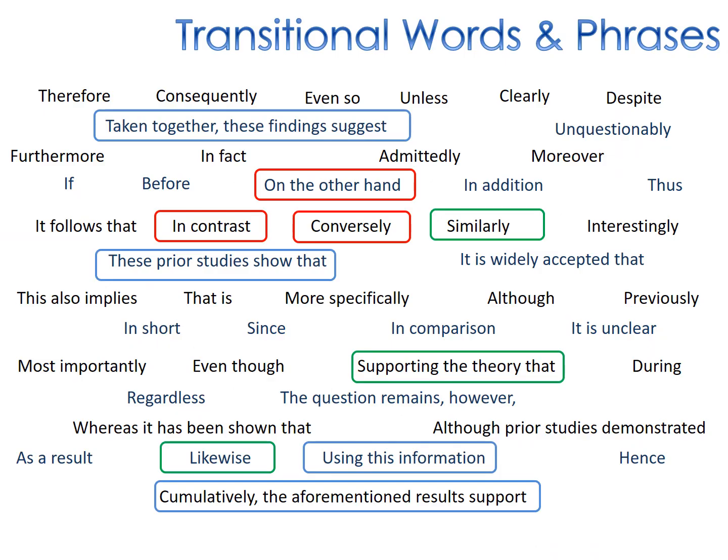As promised, here are some transitional words and phrases that you can use in writing your literature review and ensure transitional flow. They are bold and they are so meaningful, and I just love them. And if you look at the blue ones: taken together, these findings suggest; these prior studies show that; using this information; or cumulatively, the aforementioned results support. So all these already tell you, without saying anything of what the body of current knowledge says, that whatever I've said before, I am now summarizing what these prior studies have shown.